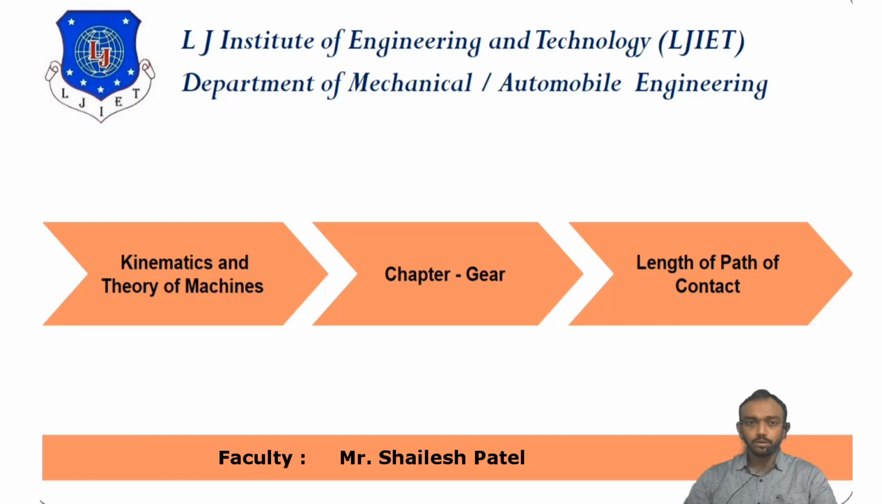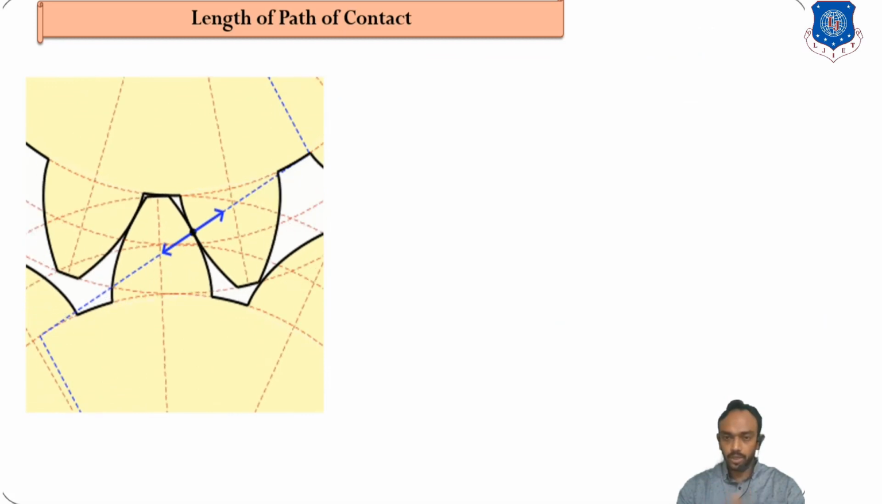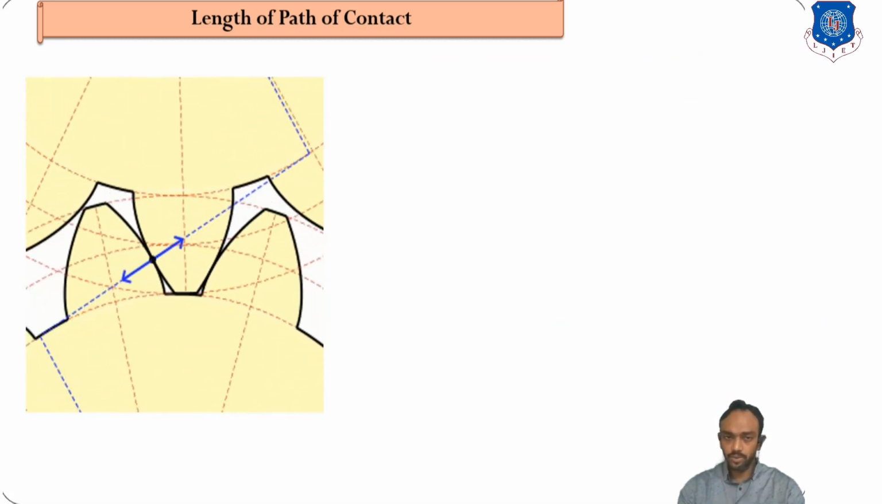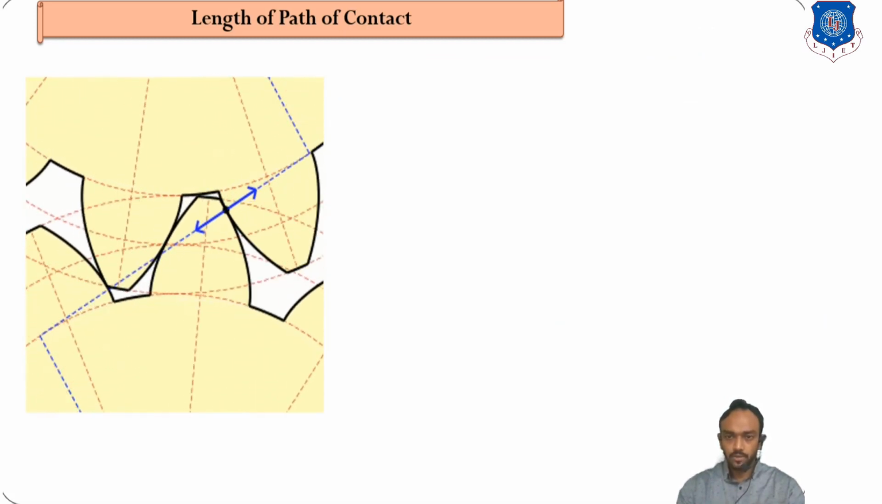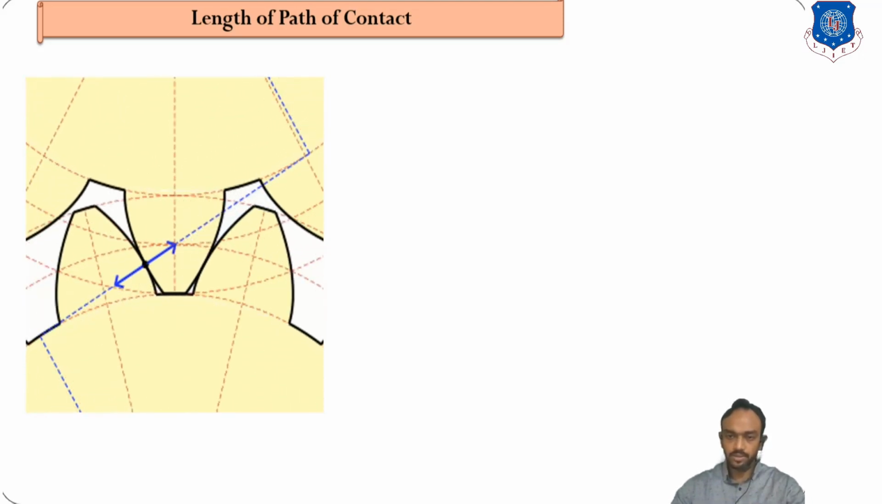We are going to continue our chapter Gear, and the topic we will cover in this lecture is the length of path of contact, which is very important because all the numericals from this chapter depend on this theory, and the formula we will derive in today's lecture will be used in all examples. Okay, let's start.